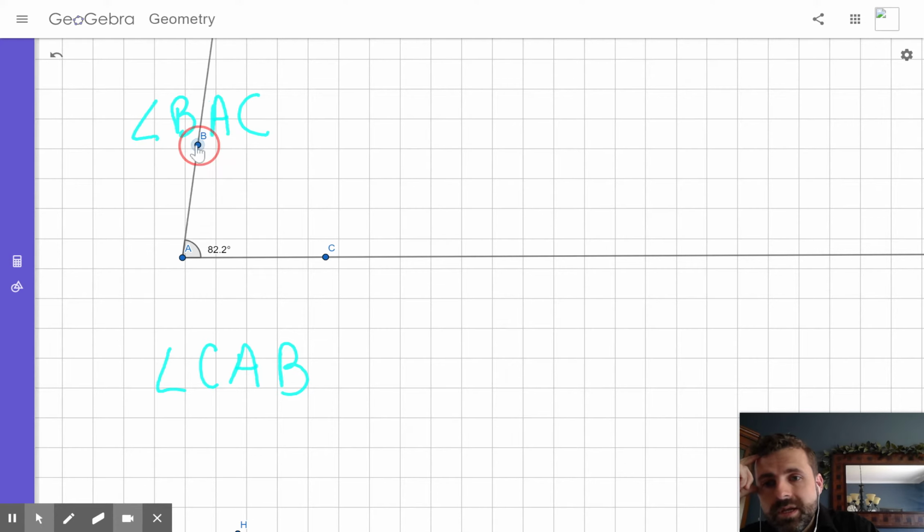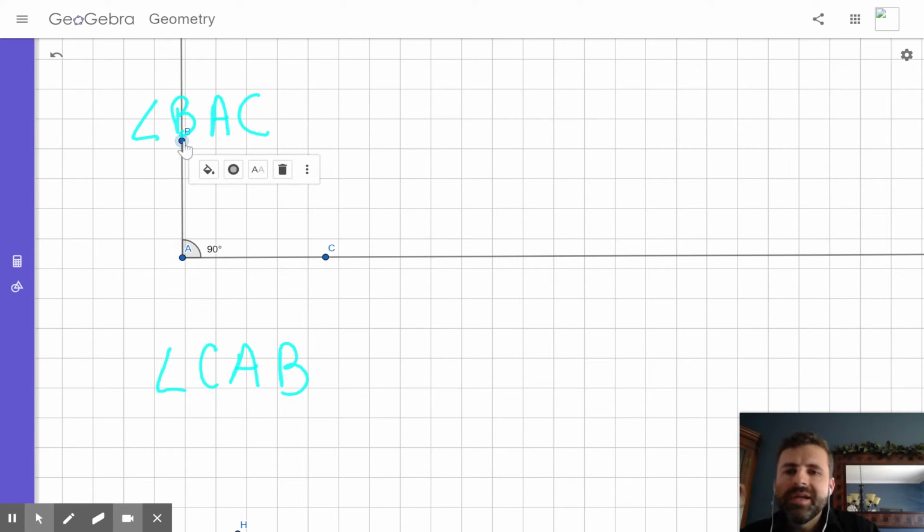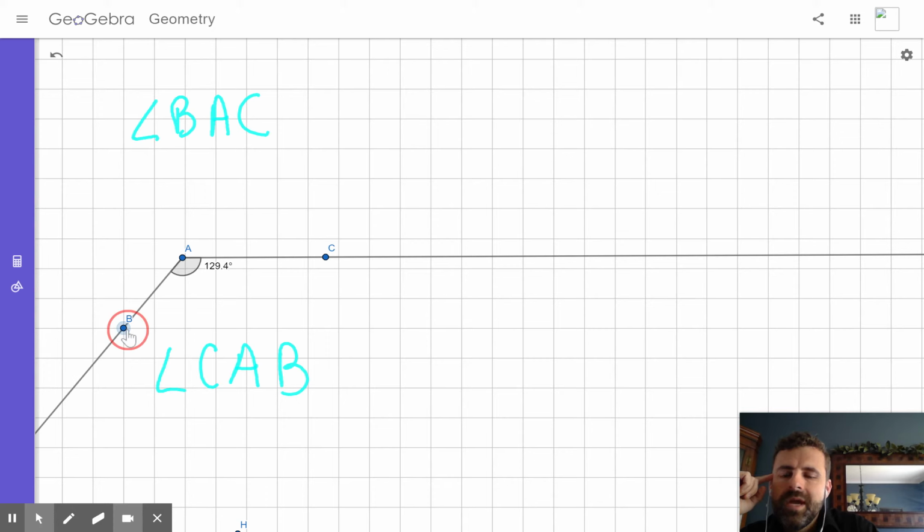Okay, and I could move it. And there it's almost 90 degrees. Oh, it's hard to get real perfect, but there it is, 90 degrees. And then if I go past that, you can see that it keeps getting bigger and bigger and bigger. And now it's switched to this other angle down here. But you could still measure around the outside if you wanted to.